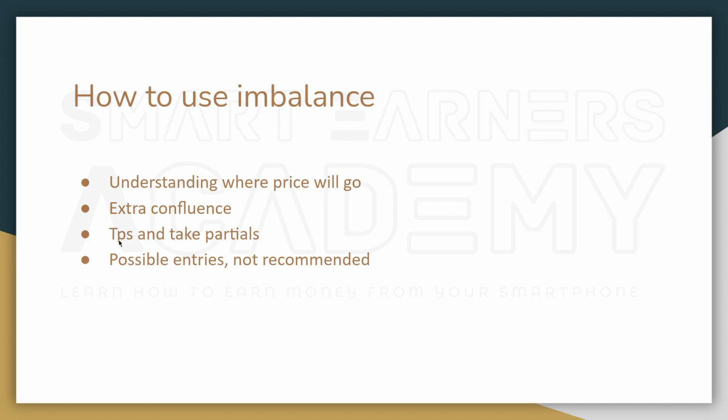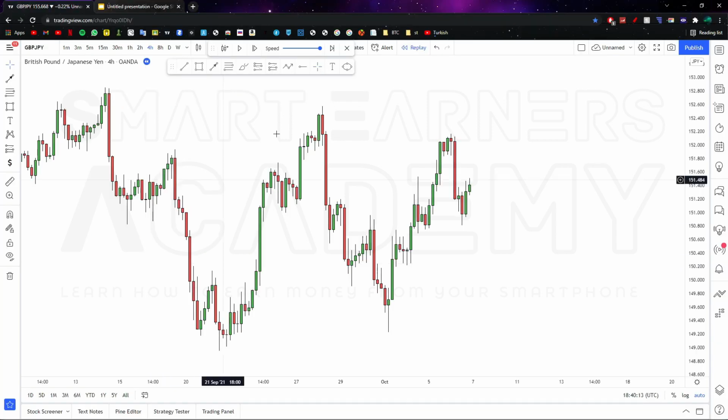And another way we can use it is for TPs and take partials, right? So we can use imbalances as take profits and also take partials, which will be covered more in depth in the risk control section. And we can use imbalances for possible entries. However, I do not recommend this because your entries are not as refined, right? So let's just begin with imbalances.